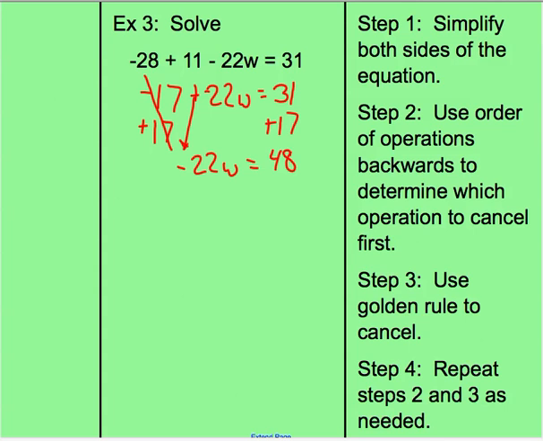So I use the golden rule to balance both sides of my equation. Now I'm going to repeat those steps as needed. I've got W times negative 22, so I'm going to cancel that by dividing by negative 22. And 22 does not go into 48 evenly, so I'm going to simplify my fraction by dividing both my numerator and my denominator by 2. So I get 24 elevenths once I simplify.